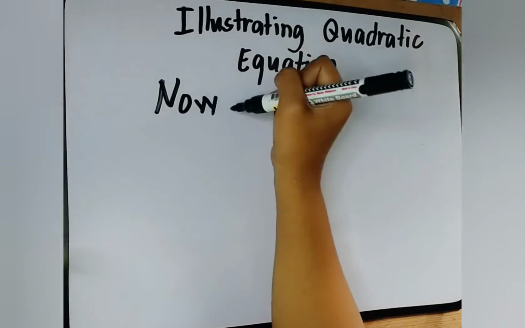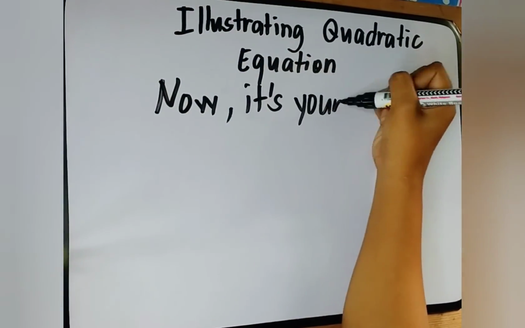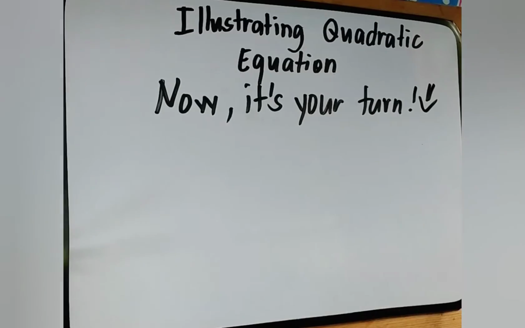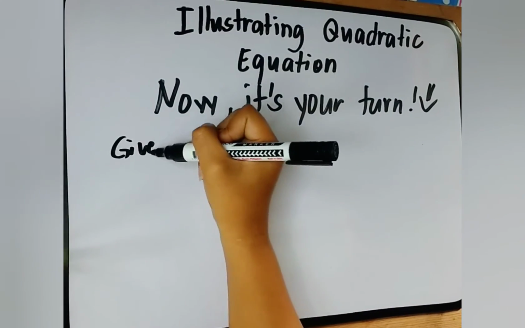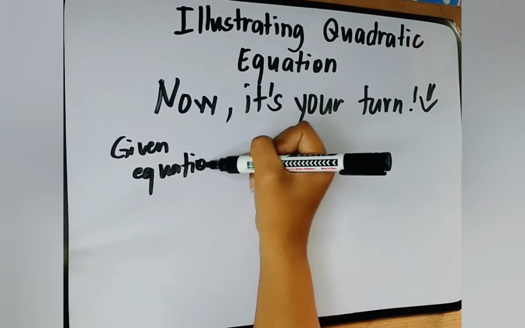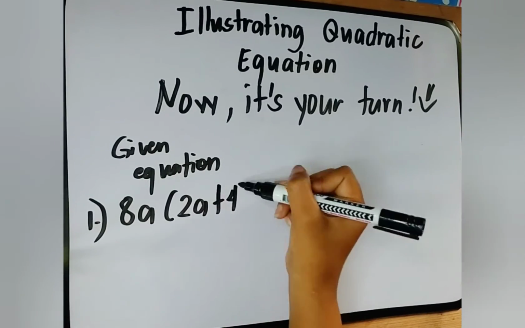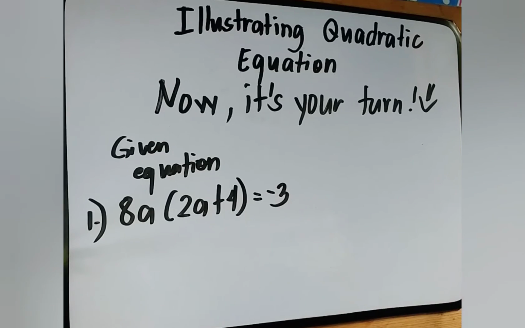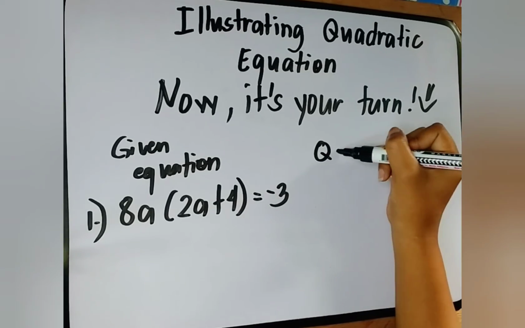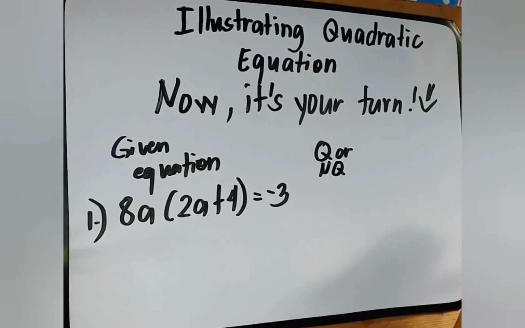Okay, since we already presented 4 examples for this topic, now it's your turn to answer. So, number 1, the given equation is 8a times the quantity of 2a plus 4 is equal to negative 3.